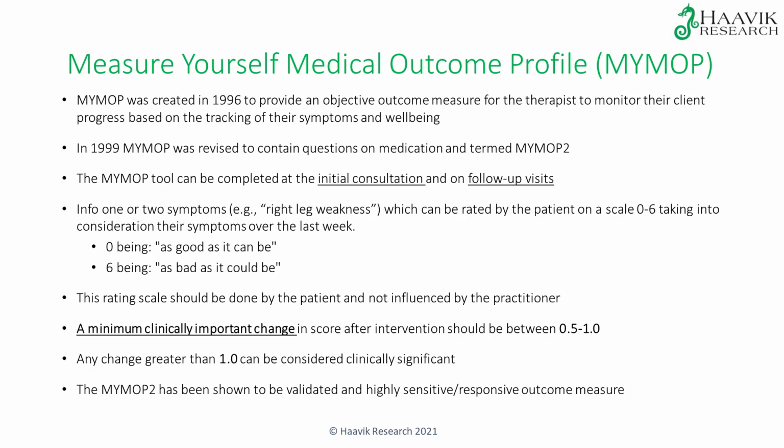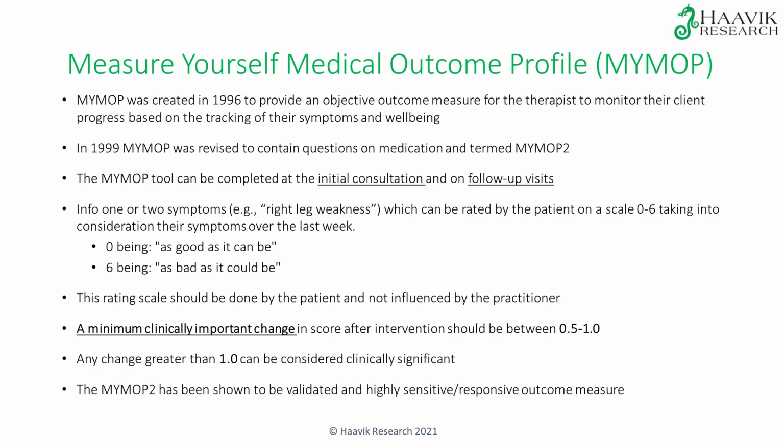And there's one that you can fill in for the initial consultation, and then you can have follow-up visits. The information that you can provide is for one or two symptoms. So the patient will tell you, well, I'm here to see you because I'm really concerned about this right leg weakness and this low back pain. So there would be two symptoms, and then the patient can grade them from 0 to 6. So 0 being as good as it can be and 6 being as bad as it possibly could be.